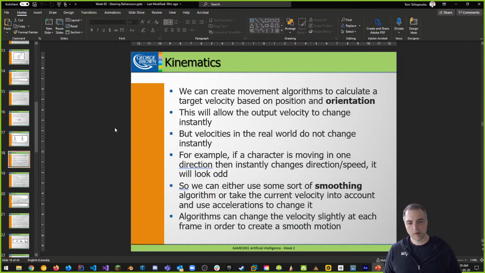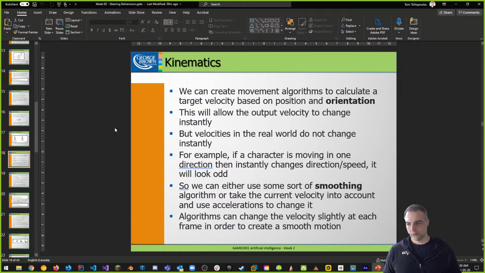So again, when we think about movement algorithms, we want to take into account orientation, right? Because the direction that the autonomous character is looking is going to be more realistic if we move along that axis, as opposed to not using the direction or orientation at all. We're going to start with not using the orientation, then we'll add orientation afterwards.